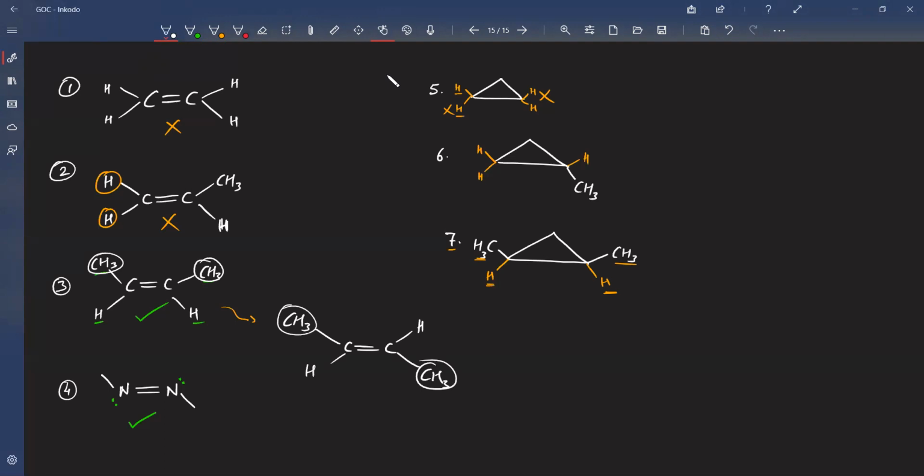Now, if you try to give them their IUPAC name, what will be the difference in name? The name will be the same actually. This is first carbon, second carbon, third carbon, fourth carbon, so total 4 carbons. Here also 1, 2, 3, and 4. And the double bond is between 2 and 3, so the second position will be taken as the position for the double bond. That's why for both of them, the name will be the same.